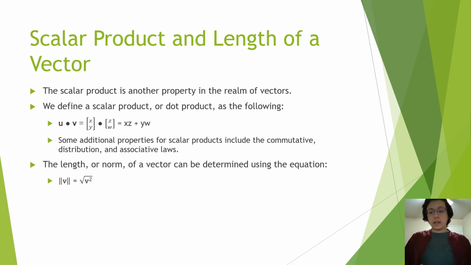And some additional properties that go along with scalar products are the commutative, distributive, and associative laws, which are pretty obvious when it comes to the first given equation for scalar products. Now, when it comes to the length or the norm of a vector, it can be simply determined by using the equation: the length of v is equal to the square root of v dot v.